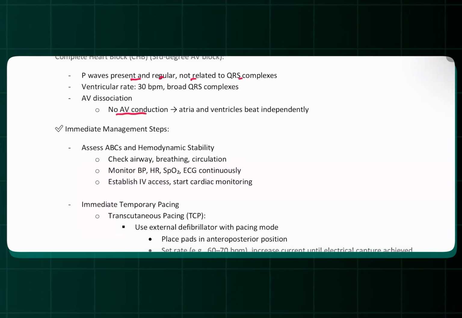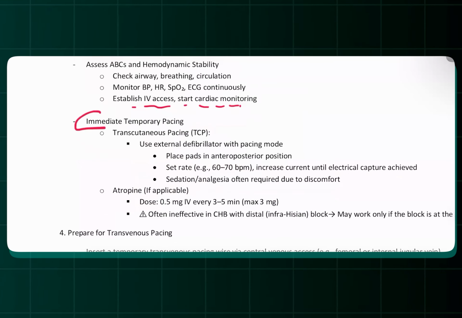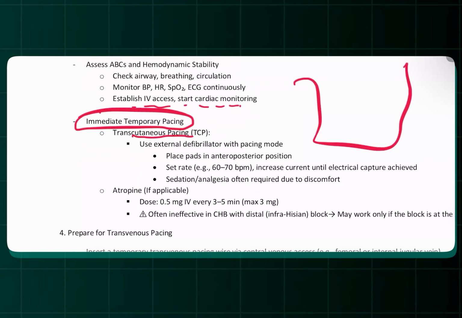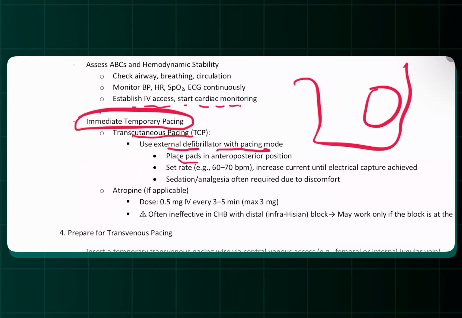All right. So do your ABCs, then establish an IV access. What you need to do is immediately do a temporary pacing. So transcutaneous pacing can be done. It's a jacket-like situation where you use external defibrillatory pacing mode. Not everybody has it, but if you can, place pads in the anterior-posterior position, one in the back, one in the anterior. Set rate to 60 to 70. There's a lot of discomfort because it keeps on firing through the skin. So you will need sedation and analgesia.